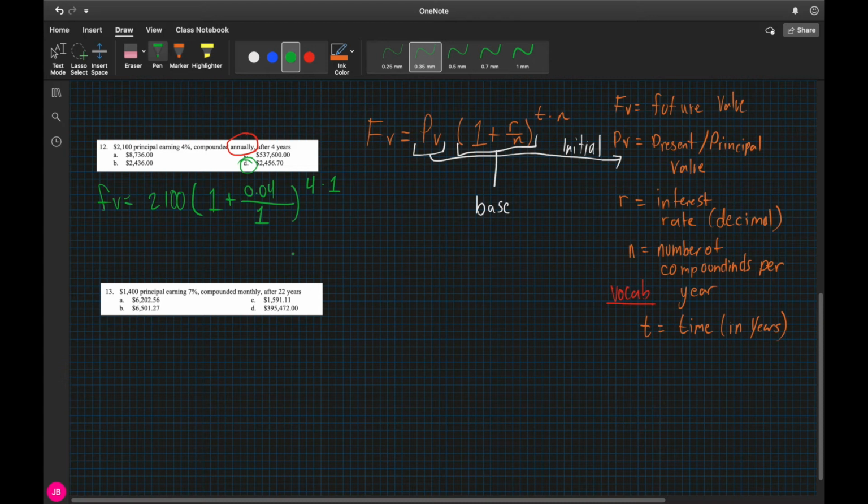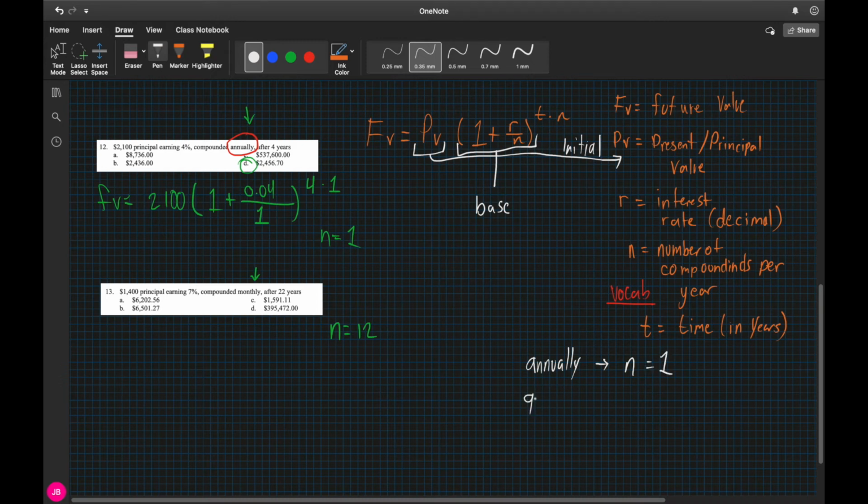Now let's look at another problem where this word right here changes. In problem number 13, we see the word monthly. So instead of annually meaning n is equal to 1, in problem number 13, n will be equal to 12 because it's happening 12 times per year. There's a lot of different vocabulary that we can actually have. One of those would be annually, like we had, which just means that n will be equal to 1.